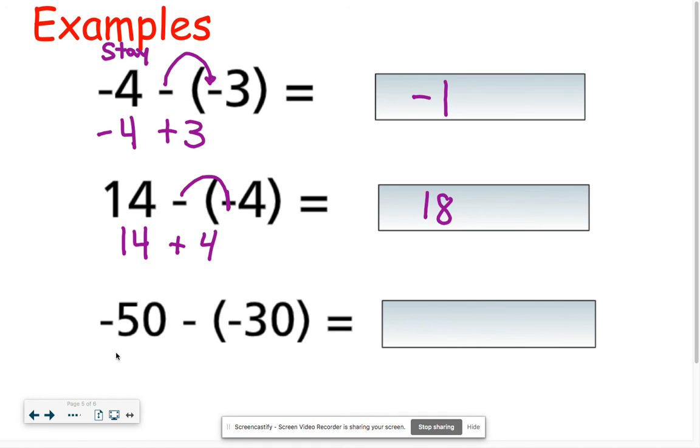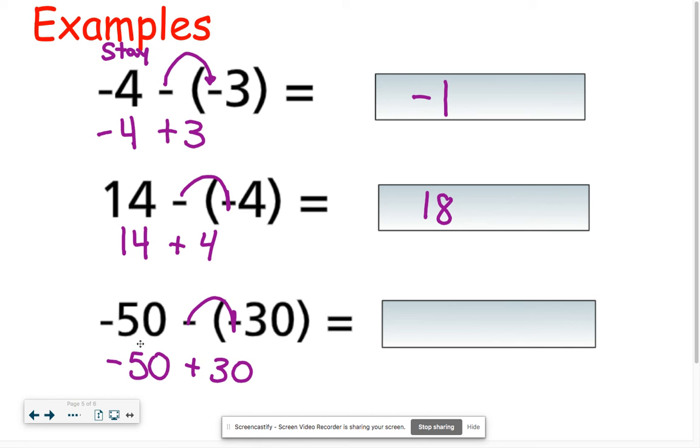Our last one on this page, -50 stays. We have a minus negative. So the minus changes the negative to a positive. So we have a +30. Remember, anytime we have the negative and the minus next to each other, they change to a positive.